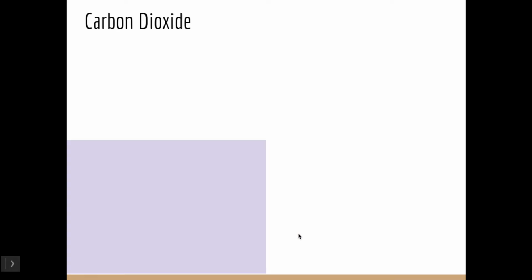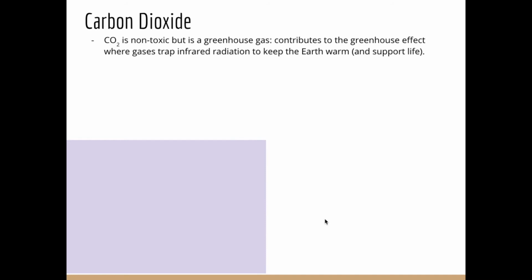However, carbon dioxide is also a pollutant that we need to discuss. It's not toxic, but it's what's called a greenhouse gas. The greenhouse gases are a type of gas. Methane's another one, carbon dioxide, ozone. They contribute to what's called the greenhouse effect, where gases trap infrared radiation that keeps the Earth warm. This is a very important process. Without the greenhouse effect, there would be literally no life on Earth because the Earth wouldn't be warm enough to sustain it.